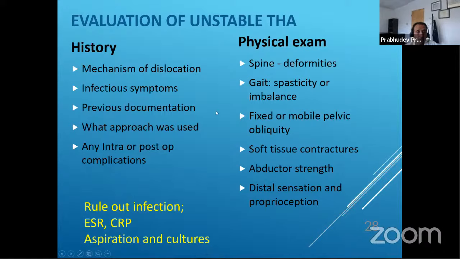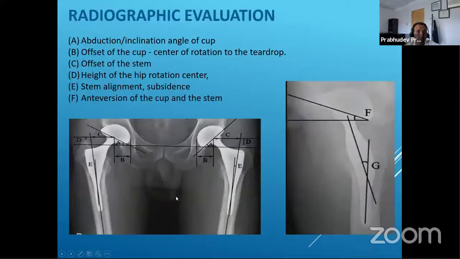And it is very important to rule out infection following any hip dislocation. So we should get ESR and CRP, and if there is any suspicion, the hip should be aspirated to rule out the possibility of infection.